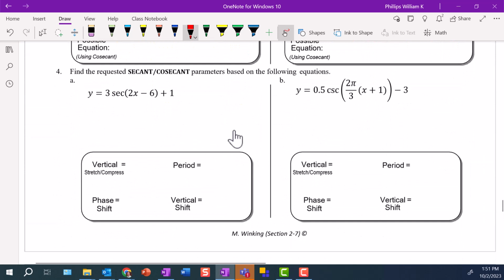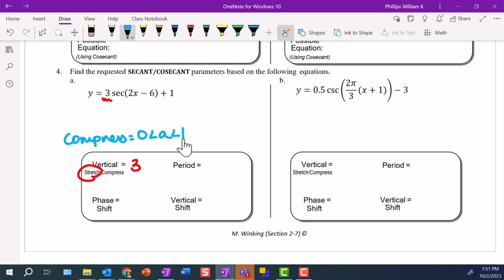So we can easily do these. Here they give you the equation and they say, from the equation, can you derive these key components? And of course we can. The vertical stretch or compress, that's this value here. Now, is that a stretch or compress? That's a stretch. Now, we haven't worked with an example where it would be a compression. A compression would be if that value were larger than 0, but smaller than 1. So we're talking about decimals and fractions.